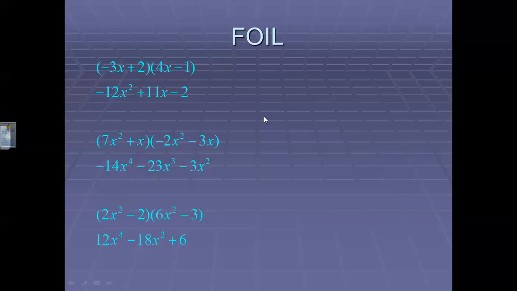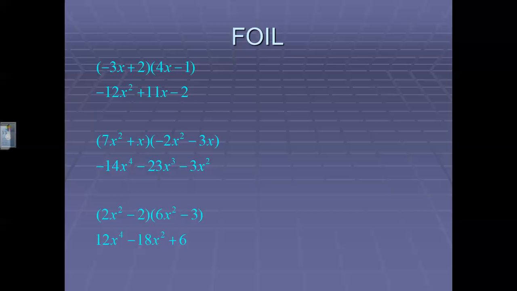All right, so for the first one, you should have gotten negative 12x squared plus 11x minus 2. For the second, you should have gotten negative 14x to the fourth minus 23x cubed minus 3x squared. And then on the final problem, you should have gotten 12x to the fourth minus 18x squared plus 6. All right, so just a couple more problems, and then we'll be finished with the lesson.